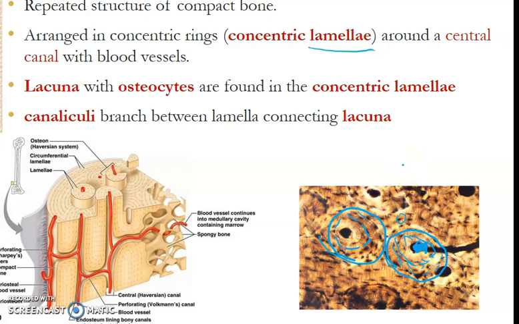There's little tiny canals called canaliculi. Guess what that means in Latin? Little tiny canals. And they're connecting the lacunae. So I'm going to draw a couple central canals that have blood vessels. So there's a blood vessel. Here's another blood vessel. And another central canal. And here's another blood vessel and another central canal.